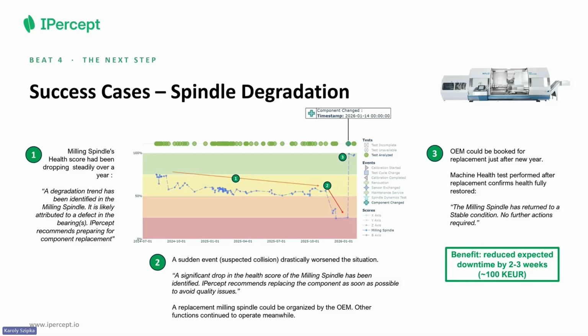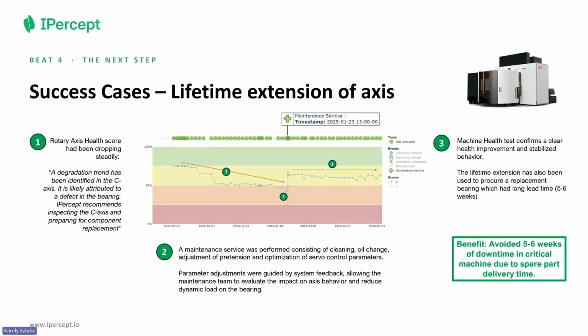What we see here is a change in the degradation score provided by our system over a period of time, monitoring specifically the degradation of a spindle and identifying a sudden degradation, as well as the impact of a properly carried out maintenance action, which allowed to reduce the expected downtime of the machine by 2 to 3 weeks, yielding 100,000 euros saving.